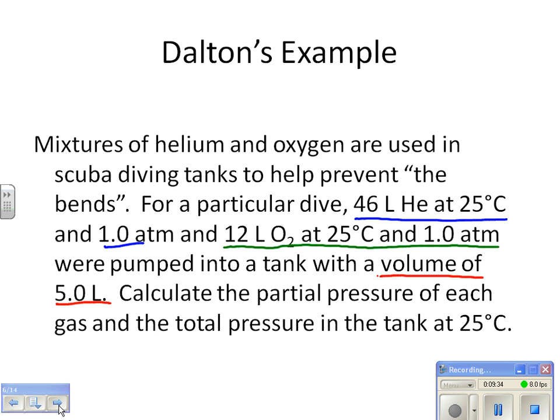So look at what's happening. We're taking 46 liters of helium and 12 liters of oxygen and pumping them into a 5-liter tank. Notice that the temperature of both of the gases is 25 and the pressure of both gases is 1 atmosphere. And they ask us to calculate the partial pressure of each gas and the total pressure in the tank.